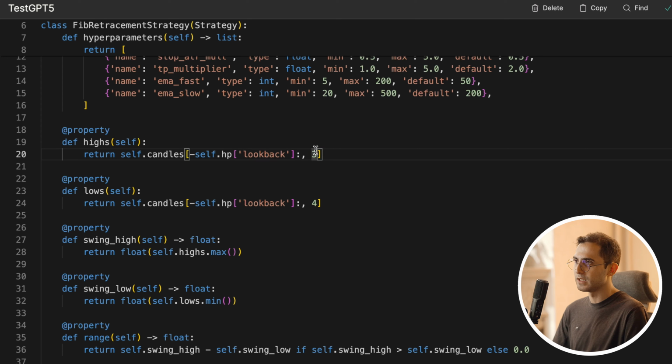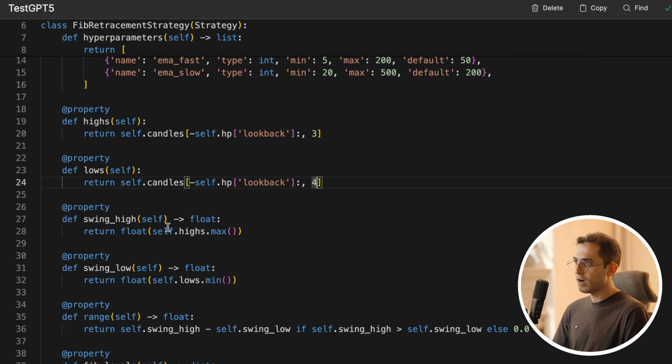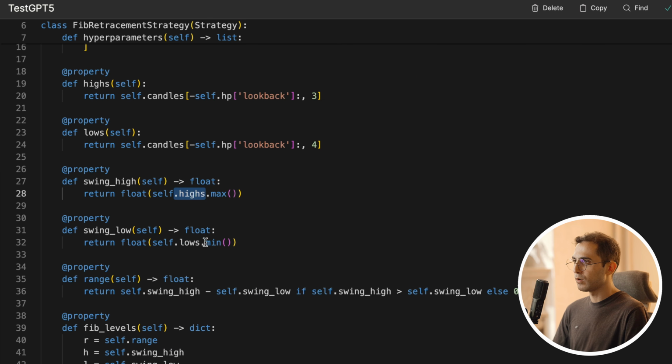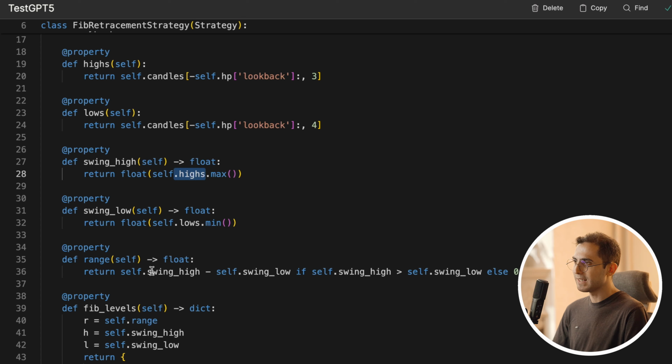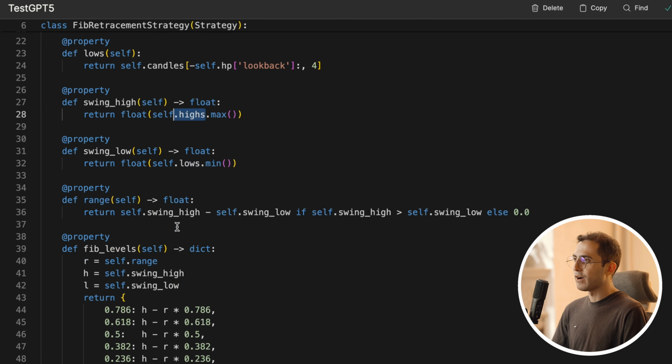And then it is selecting the high values of the current candles. So this is the correct syntax and index in Jesse. For low, it is 4. And then swing high is the max of these max values. Swing low is the low of these, the min of these low values. The range is swing high minus swing low if swing high is bigger than swing low, otherwise 0. Okay, so I guess this makes sense. Now, here's the important part.